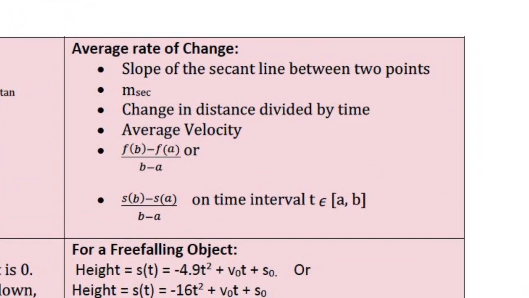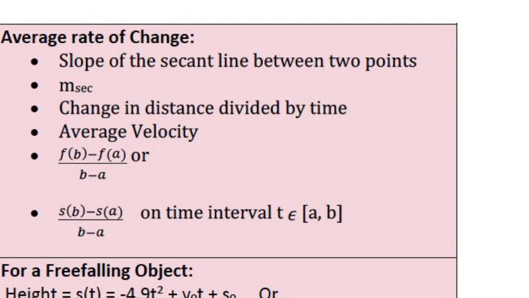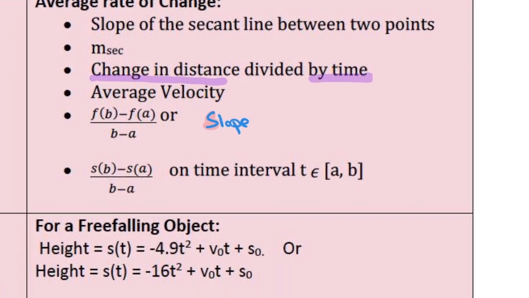Average rate of change is the slope of the secant line. And what you also know is that it is the change in distance divided by time. It's also called your average velocity. You can use your slope formulas to find it from way back when you took Algebra 1. They're just finding slope for your average rate of change.